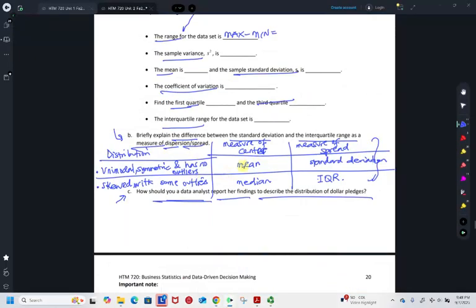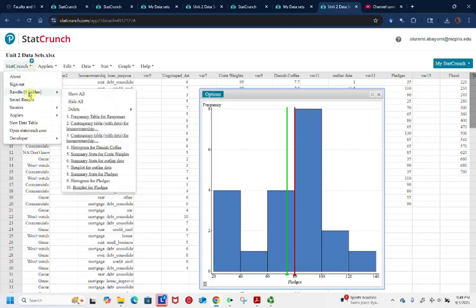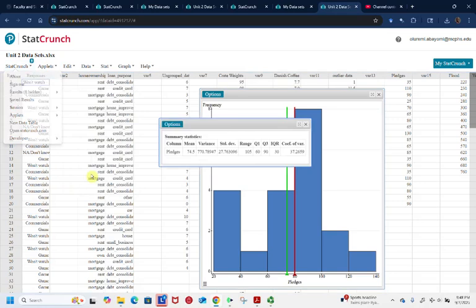I am going to report the average or the mean as the typical dollar amount with a standard deviation of the value of the standard deviation. And to see those values, we can go back to StatCrunch, look at previous results, and I want to look at summary stats for pledges. Click on that. So I will report that the typical pledge amount is $74.50 with a standard deviation of $27.76.